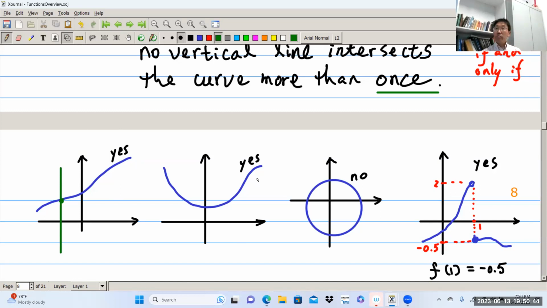Is this one a function? Yes, right? Even though you may have two different inputs that lead to the same output, that's okay. But for each separate input, there's only one output. Okay, one output. Is the circle the graph of a function? No, it fails the vertical line test.